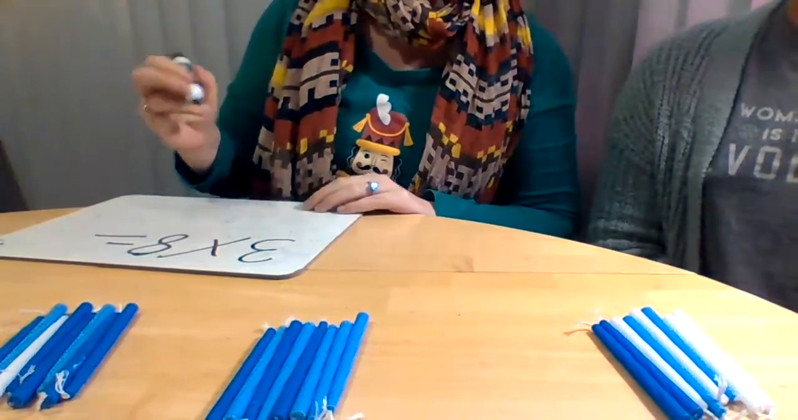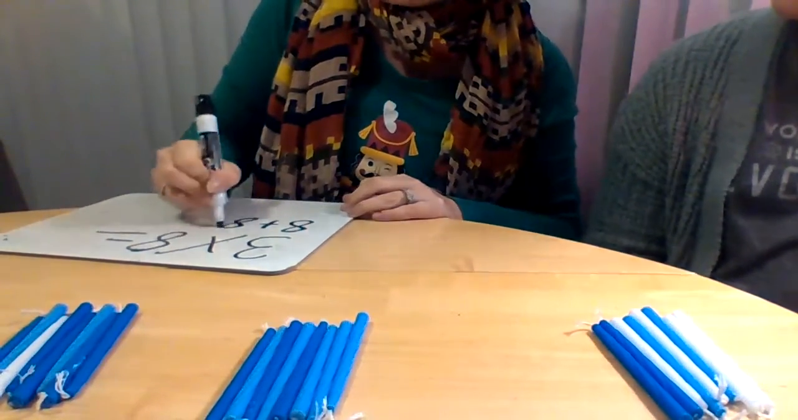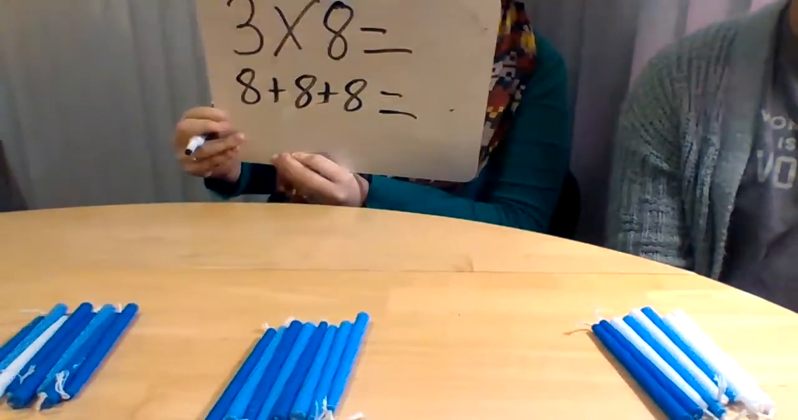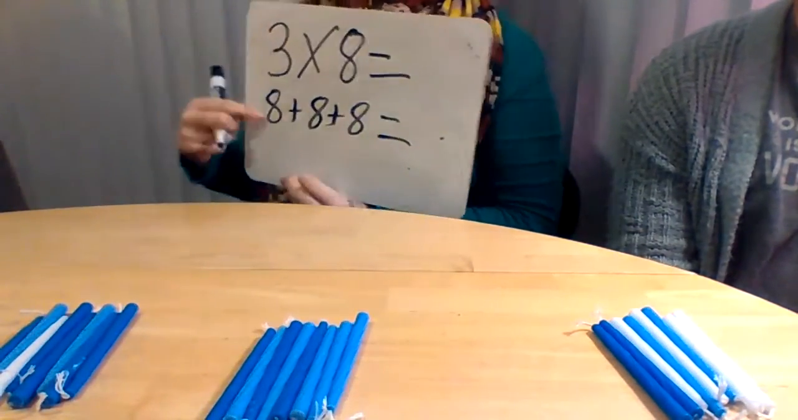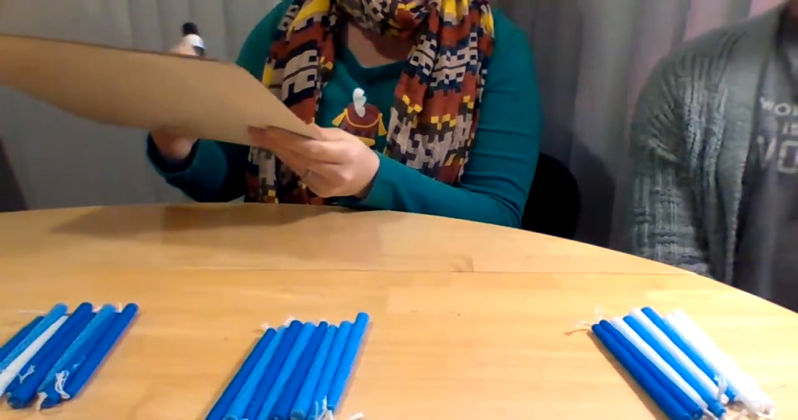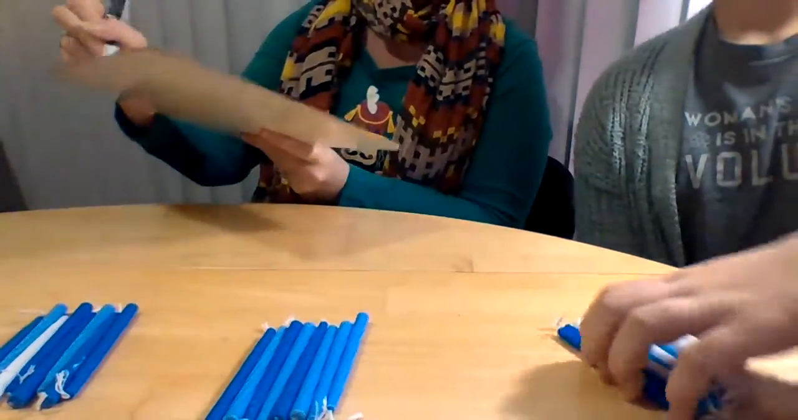Well, if you didn't know that, we could do repeated addition. So I have 8 plus 8 plus 8. It's the same thing, right? If I didn't know 3 times 8 off the top of my head, I'd do 8 plus 8 is 16, and then I could do 16 plus 8. The answer would be 24.